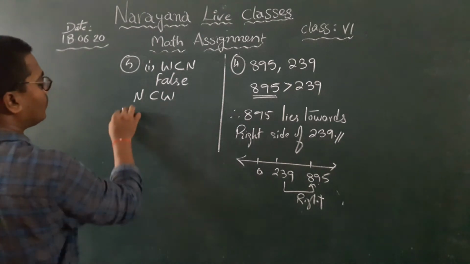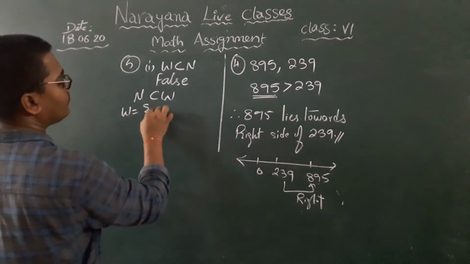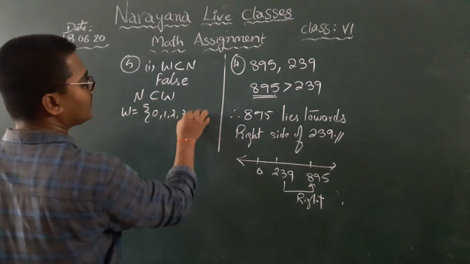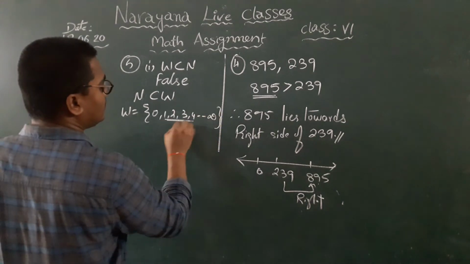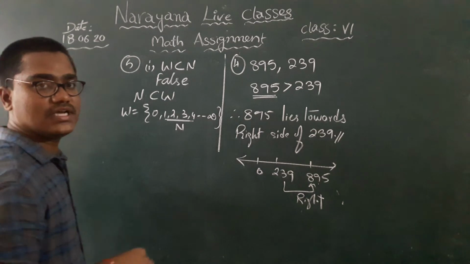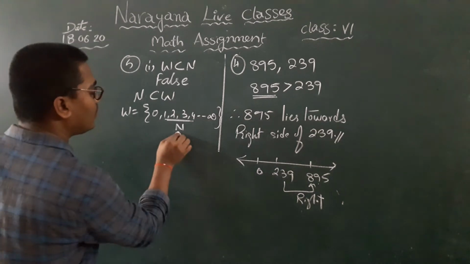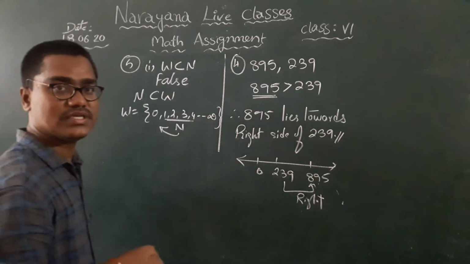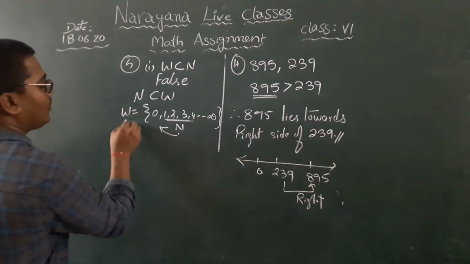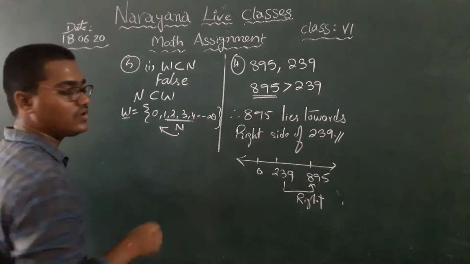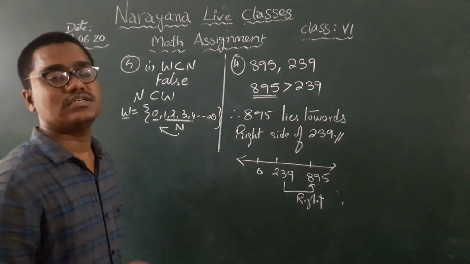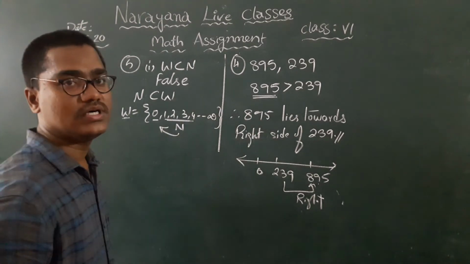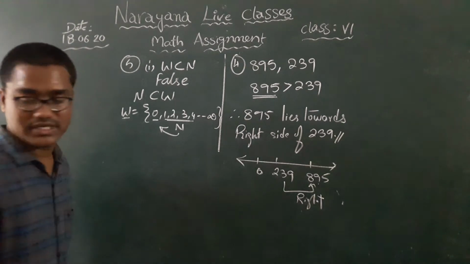Why? Because whole numbers are nothing but a set of 0, 1, 2, 3, 4 and so on up to infinity. Yes or no? These numbers are called whole numbers. That means all natural numbers can be called whole numbers, children. But we cannot say all whole numbers are natural numbers. Why? Because in the natural numbers we cannot see the number 0. So this is a false statement, children.